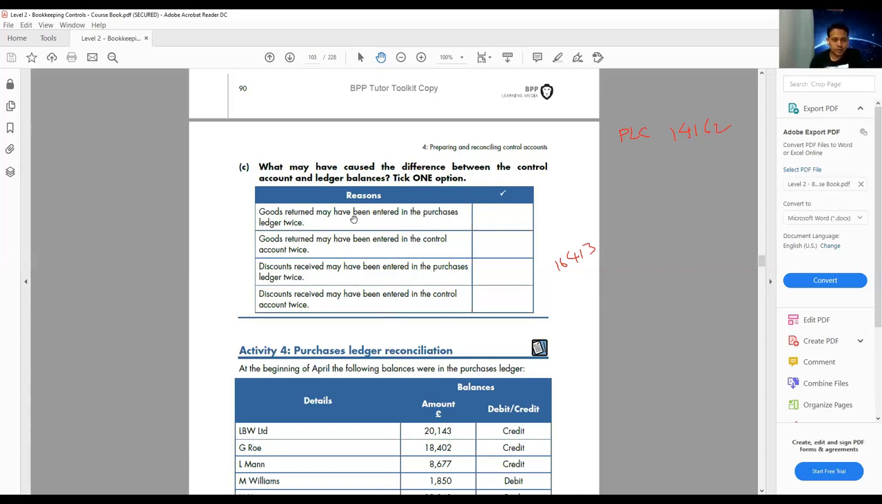So we have two things. Goods return may have been entered in the purchase ledger twice, or goods return may have been entered in the control account twice. Which one is the answer? The first one or the next one? Which one do you think? Always try to get the balance first. So basically you see your purchase ledger control has a lower balance, this one has a higher balance. Now if you think it is the first one, I'll tell you how it works.